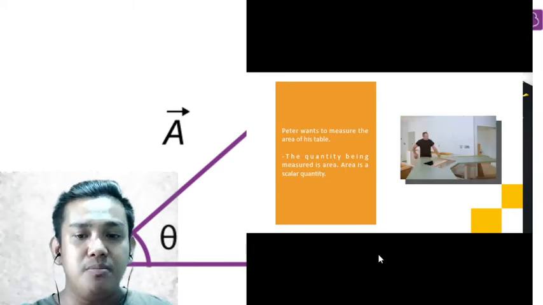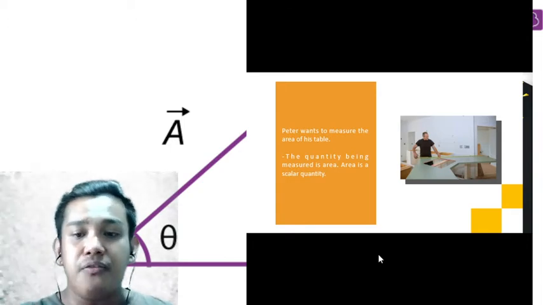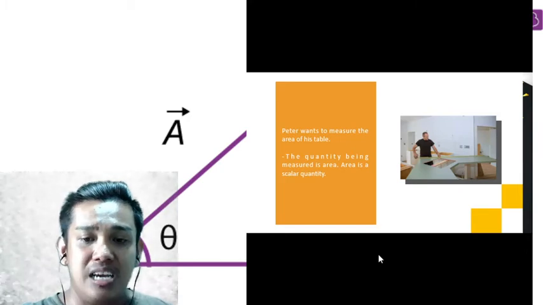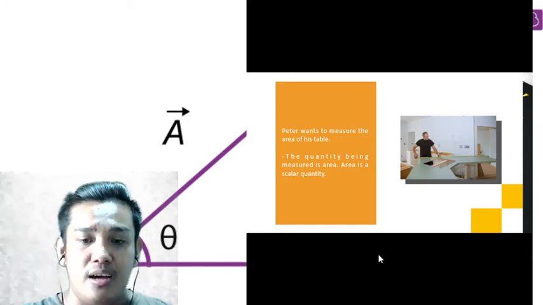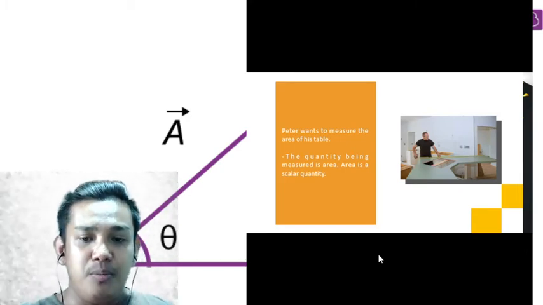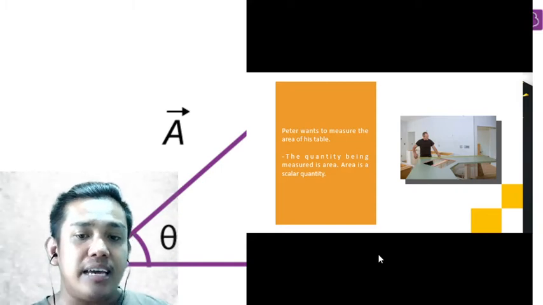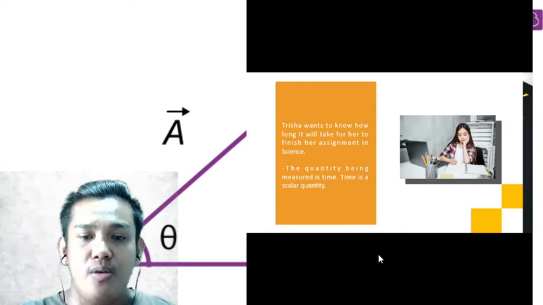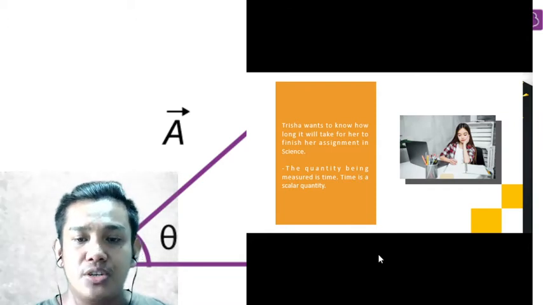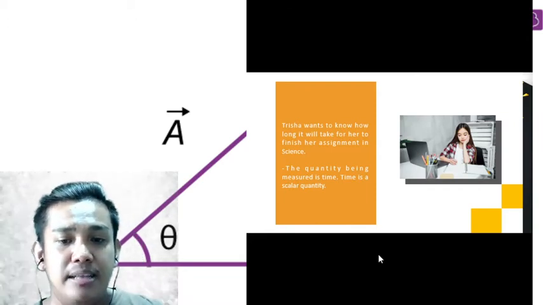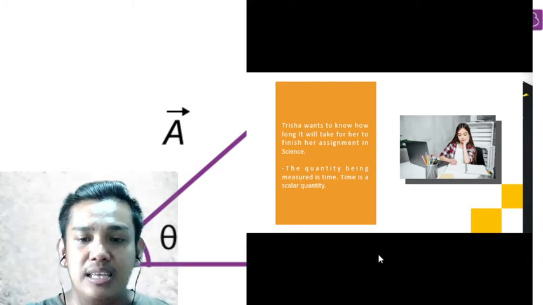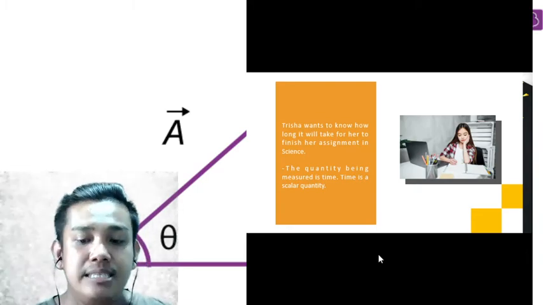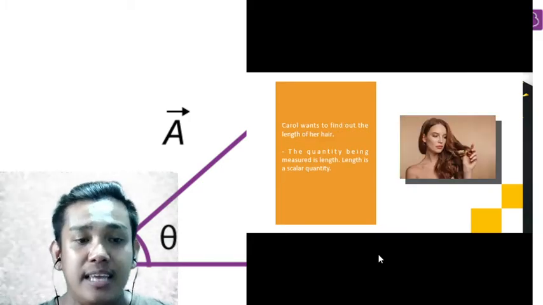Peter wants to measure the area of his table. It is just the area of the table, so it has no direction. The quantity being measured is area, and area is a scalar quantity. Tricia wants to know how long it will take for her to finish her assignments in science. The quantity being measured is time. Time is a scalar quantity.